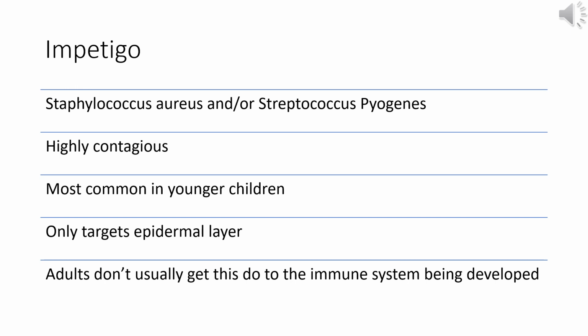That'll then cause scabbing to go over, and this is infectious by direct touch. So younger children, like in a daycare scene or something, are always touching each other, then touching themselves. This would cause the infection to spread. The good thing about it is that it only targets the epidermal layer, so it's not going to go any deeper. Adults usually don't get this just because the immune system has had a significant amount of time to develop. As far as younger children, they're early in their life, it hasn't developed yet.